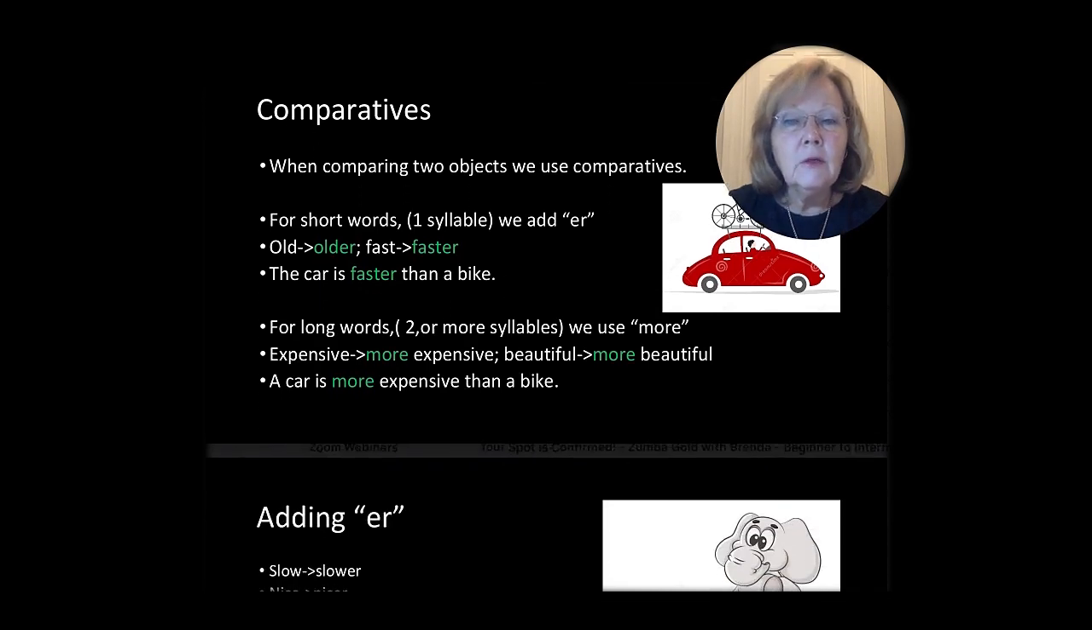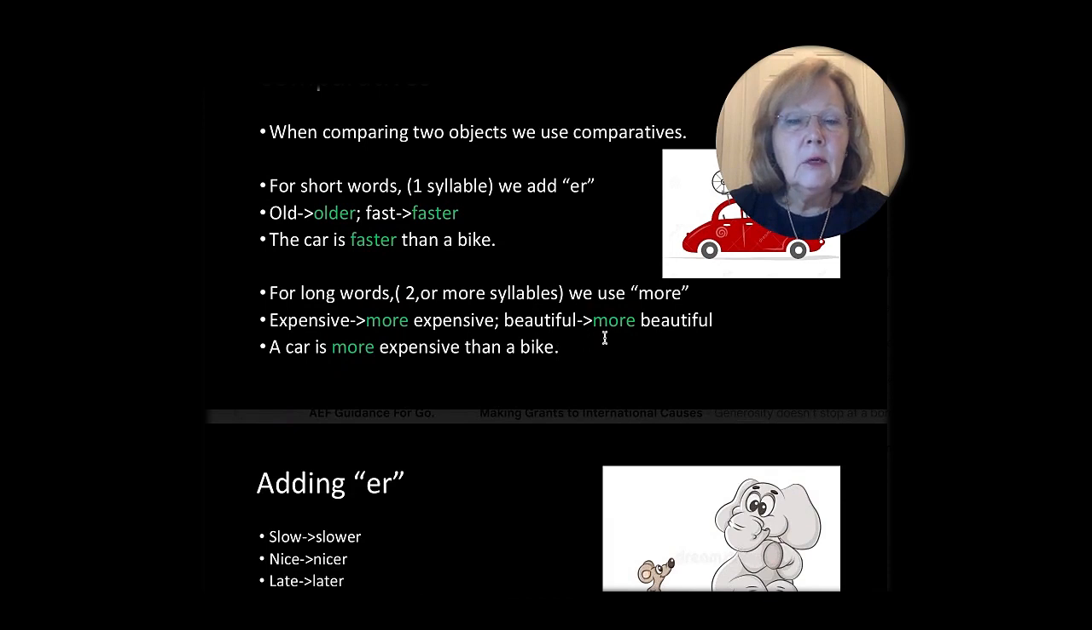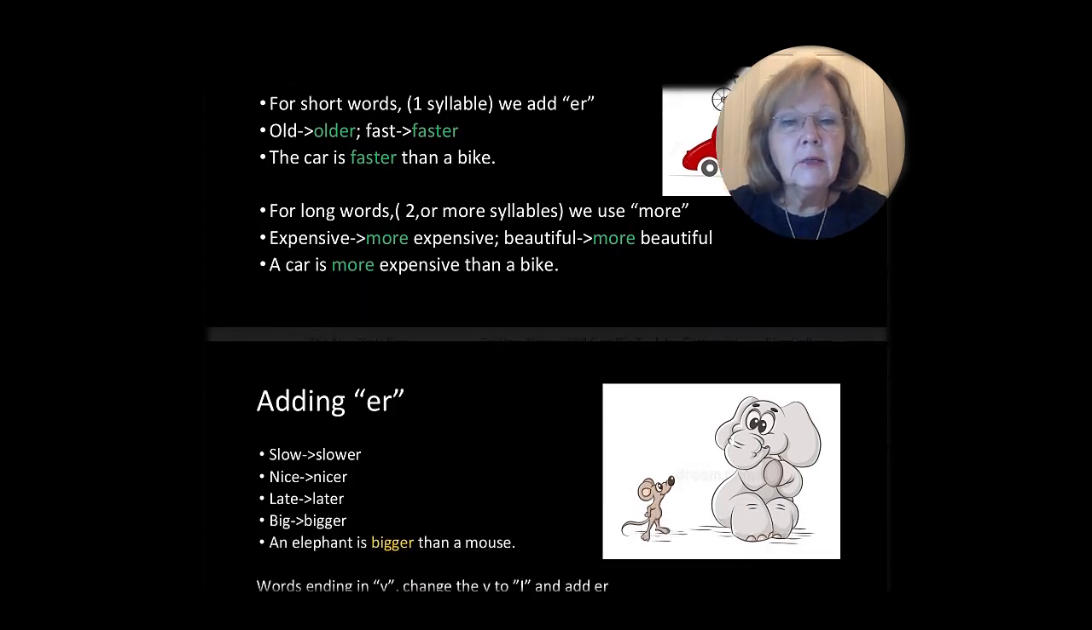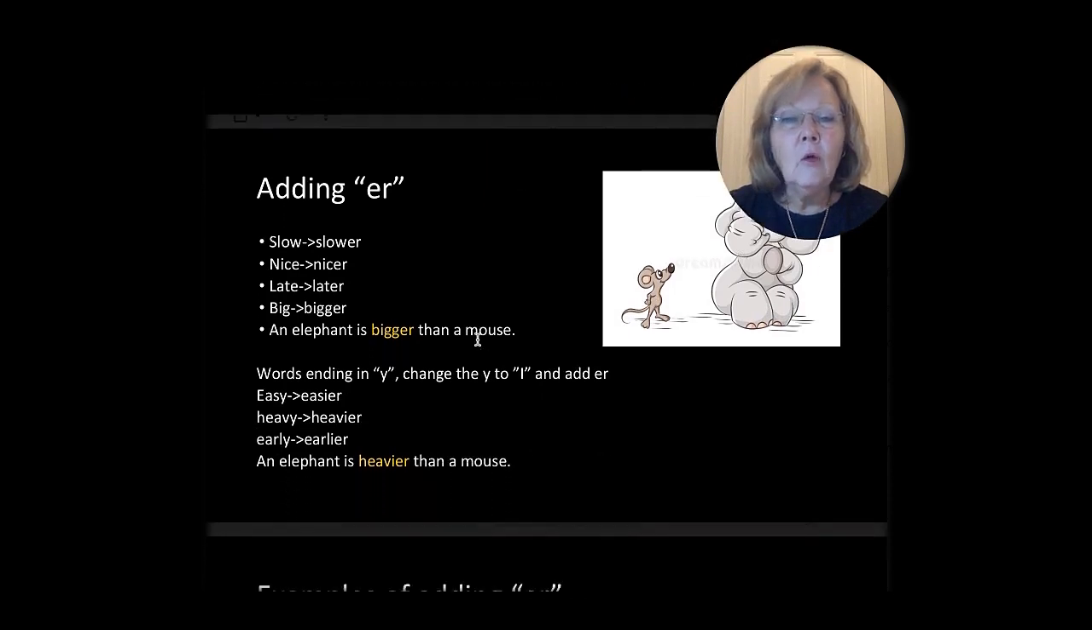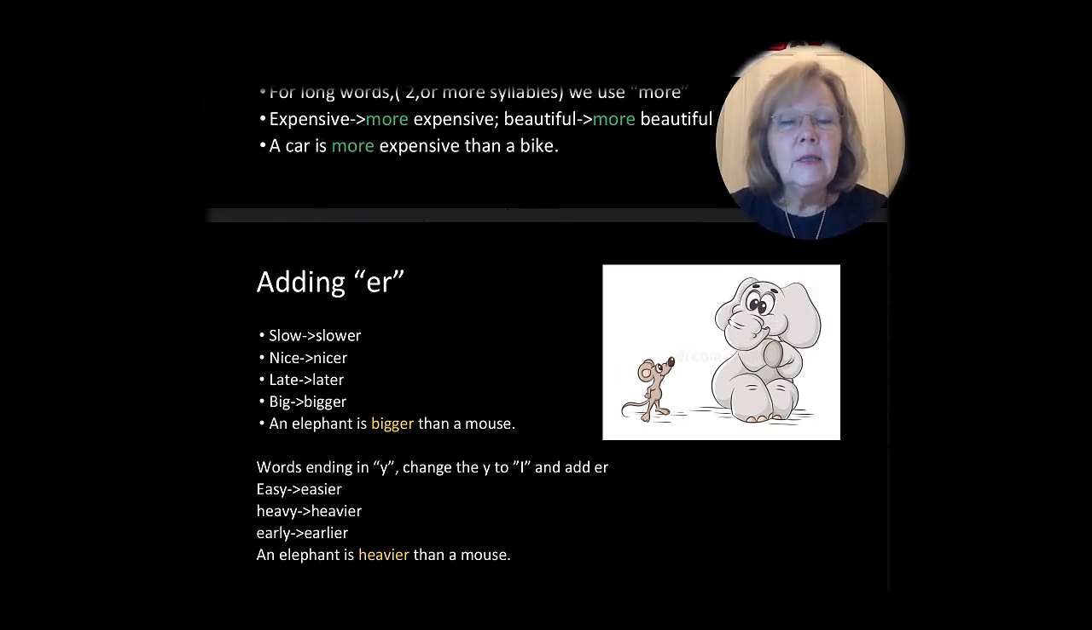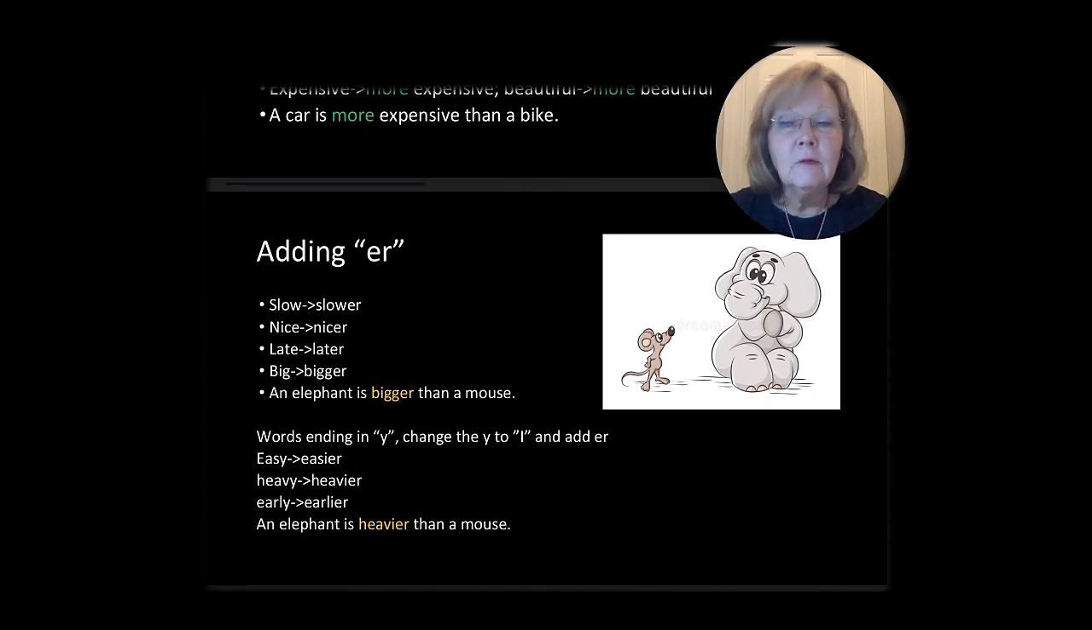For long words, which are two or more syllables, we use more expensive, more beautiful. A car is more expensive than a bike. Adding ER. Slow becomes slower. Nicer, later, bigger. An elephant is bigger than a mouse.